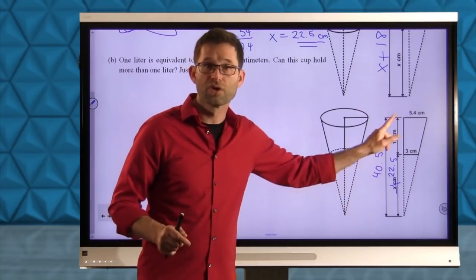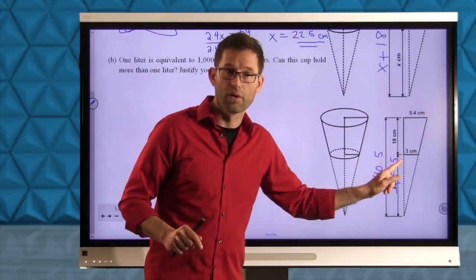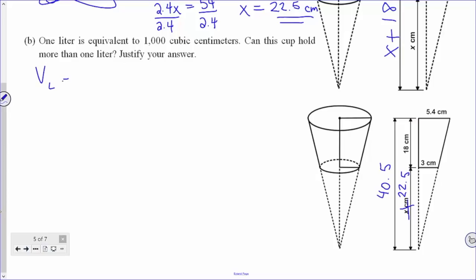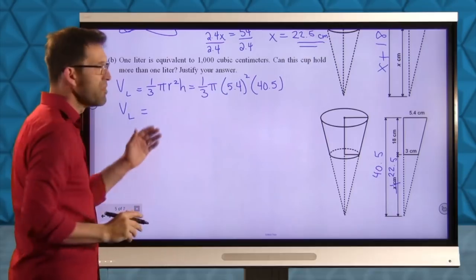You've got the height of the large cone, the radius of the large cone, the height of the small cone, the radius of the small cone. So let's just lay it out. The volume of the large is going to be 1/3 pi r squared times h, which is 1/3 times pi times 5.4 squared times its height, 40.5. So the volume of the large will be this messy calculation.